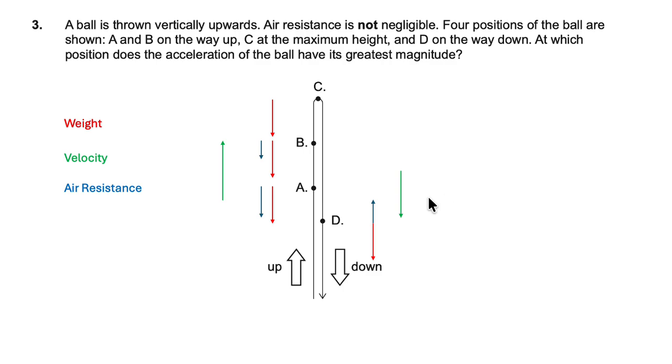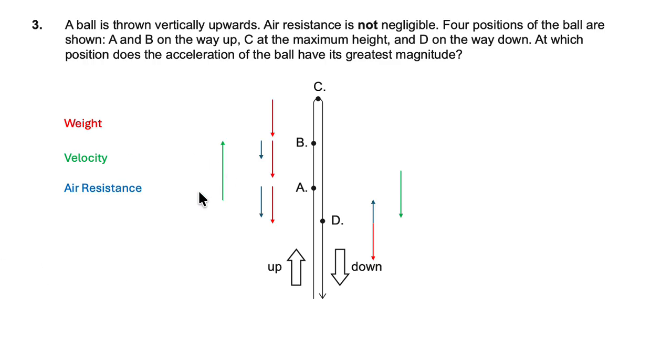Why have I done that? Well, our acceleration is going to depend on the sum of these two forces. So really we're looking for the position where the two forces are at their biggest value. Now, if you notice that D, for example, this red and the blue, they cancel each other out. So it's going to be a very low force, therefore low acceleration.